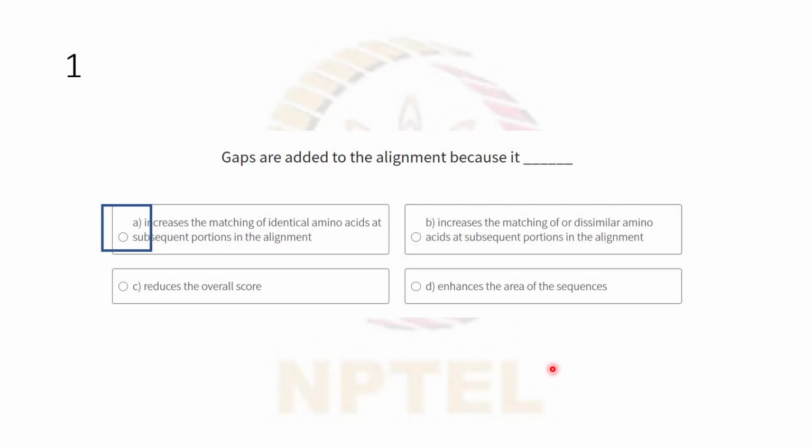Okay, now we'll try to solve some problems. Here is the first question. Gaps are added to the alignment because... You can answer it using the chat box. So the gaps are added into the alignment. What is the purpose of using gaps in an alignment? How are they useful?